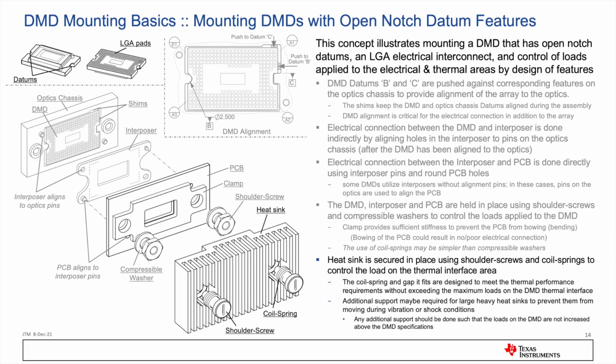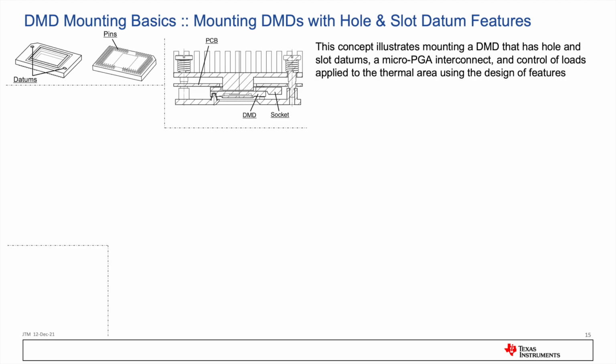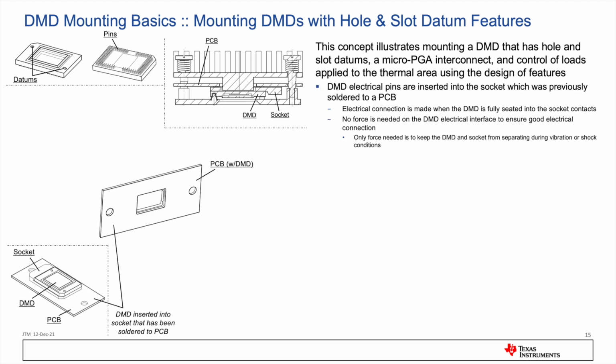Any additional support should be done in a manner such that the loads on the DMD are not increased above the specifications. This concept illustrates mounting a DMD that has hole and slot datums, a micro pin grid array electrical interconnect, and controls the load applied to the thermal area using design features. The DMD electrical pins are inserted into the socket which has previously been soldered to a PCB. No force is needed on the DMD electrical interface to ensure good electrical connection. The only force needed is to keep the DMD and socket from separating during vibration or shock conditions. This can easily be accomplished with little or no force applied to the DMD.